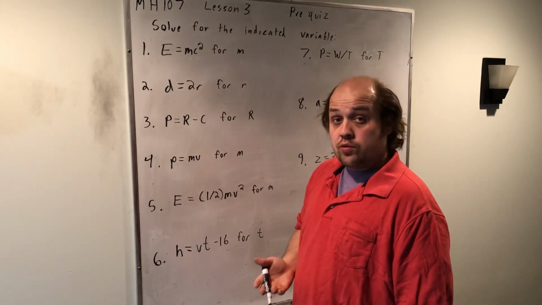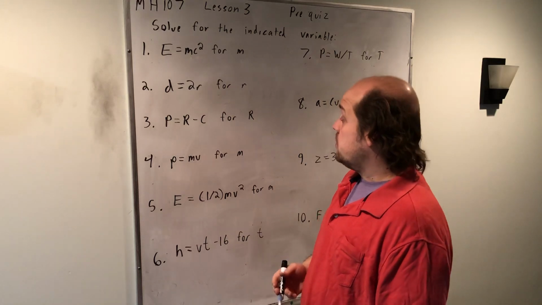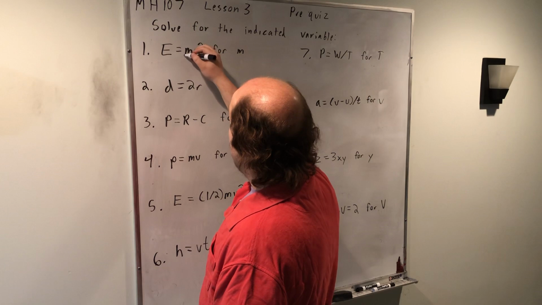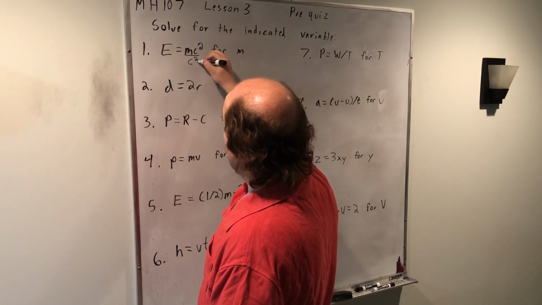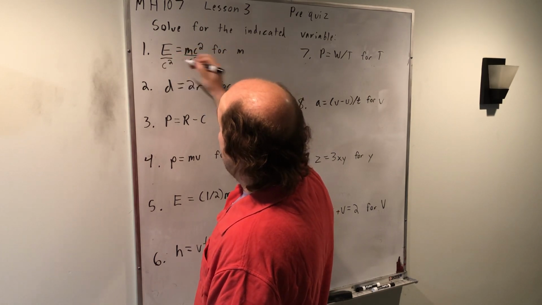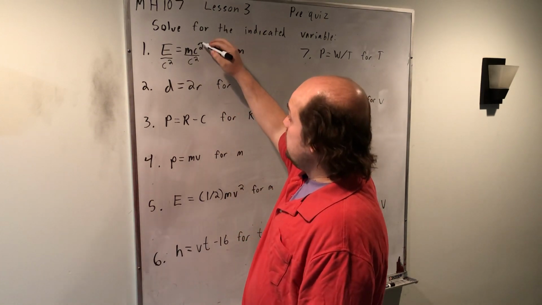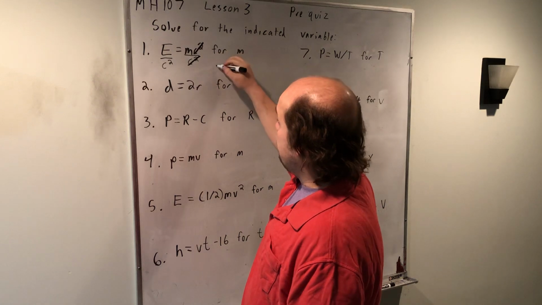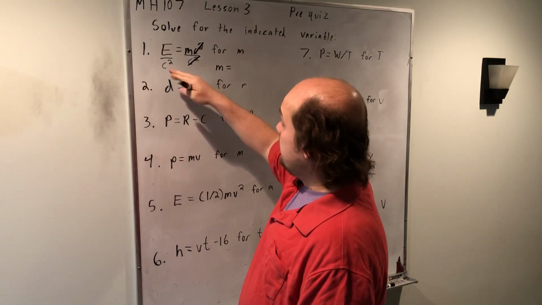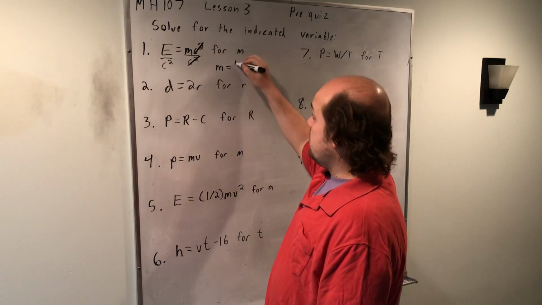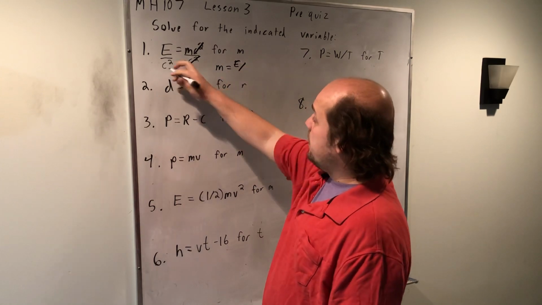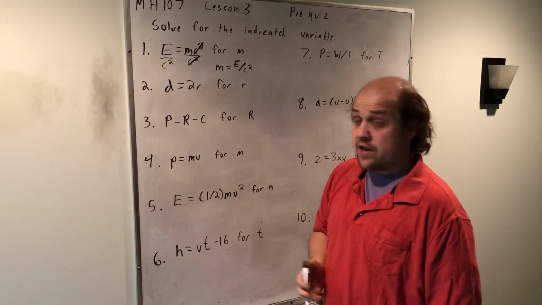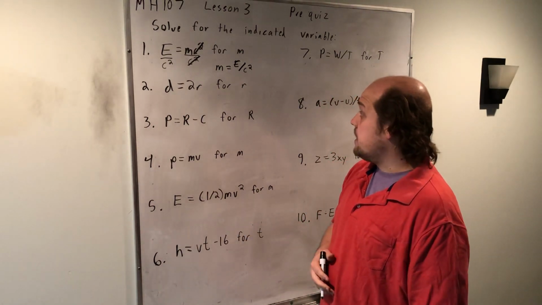In order to undo multiplication, we need to do division. So if m is currently being multiplied by c squared, the way to get m by itself is dividing by c squared. What that does on the right-hand side is the c squared on top and the c squared on bottom go away and just leave me with m. On the left-hand side, I'm left with e being divided by c squared. I can't do anything more to it, so I have to stop there and say m equals e over c squared.